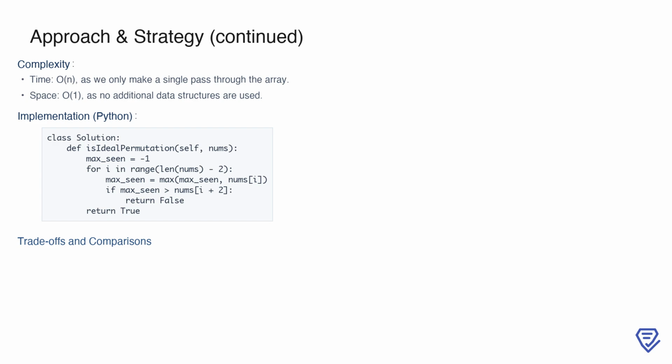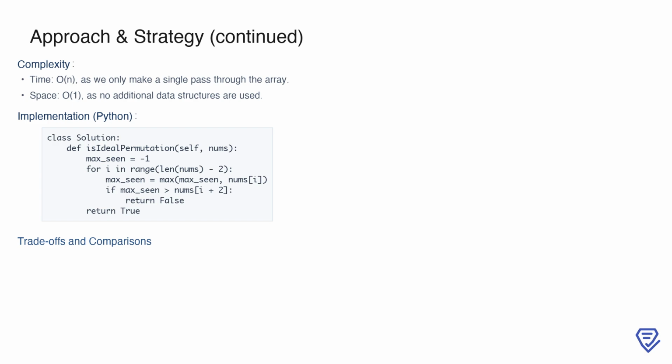We initialize a variable max_seen to keep track of the maximum value encountered so far, starting with the smallest possible value. As we iterate through the array, for each index i, we calculate the maximum of max_seen and nums[i]. We then check if nums[i+2], the next element after the local inversion window, violates the condition by being smaller than max_seen. If this condition is met, we immediately return false, indicating that the array contains invalid inversions. If the loop completes without any violations, we return true, confirming that all global inversions are also local inversions.